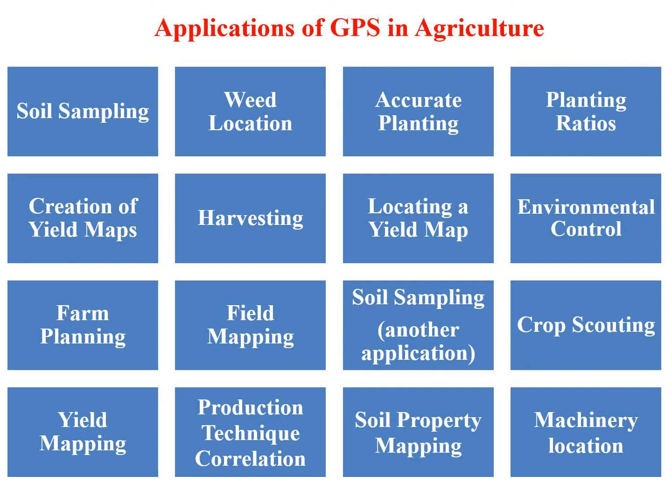Determination of planting ratios. GPS can also be used in the determination of planting ratios of seeds. Some seeds have specific spaces in between them, while others may be planted together with other seeds. GPS helps in determining the ratio of this type of planting.